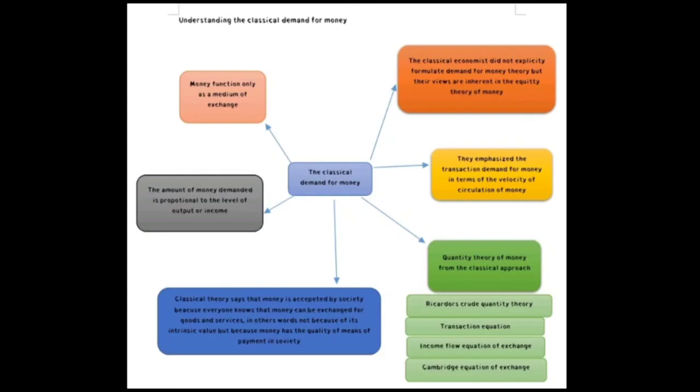Quantity theory of money from the classical approach, based on Ricardo's crude quantity theory, transaction equation, income flow equation of exchange, and Cambridge equation of exchange. They emphasize the transaction demand for money in terms of the velocity of circulation of money. The classicals did not explicitly formulate a demand for money theory, but their views are inherent in the quantity theory of money.